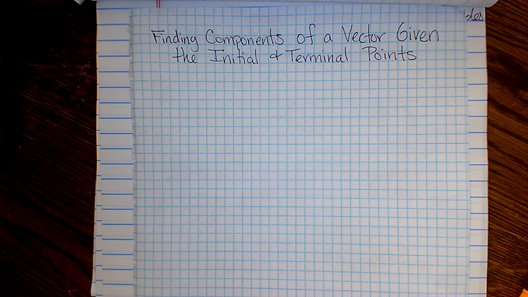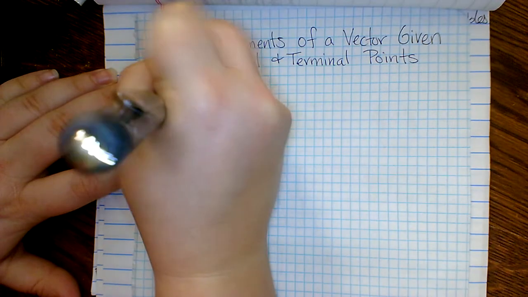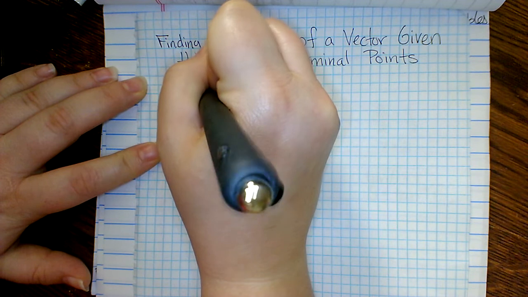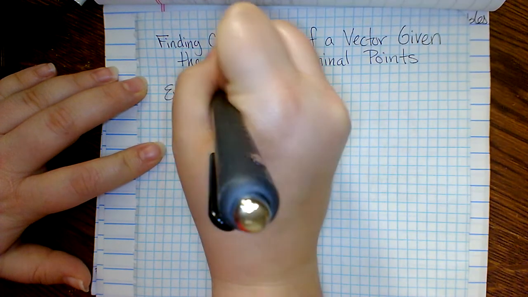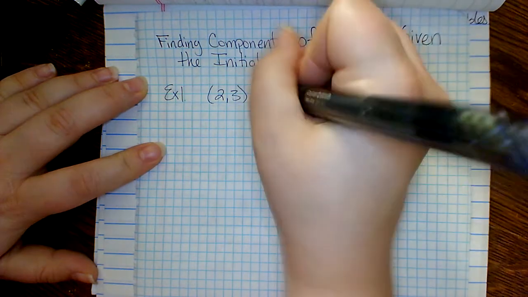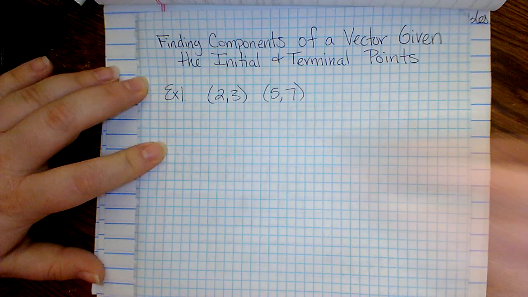In this video, I'm going to show you how to find the components of a vector being given the initial and the terminal points, or ordered pairs, for that vector. So, for example, let's say that the initial point is at (2, 3), and let's say the terminal point is at (5, 7).